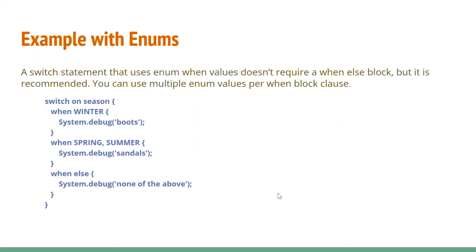Now, an example with enum. For example, we have created an enum, and in it we have given season names like winter, spring, summer. If the value is winter, then do this stuff. If the value is spring or summer, then do this stuff. And if it is not spring, summer, or winter, then it will run in the else condition. Each and every switch statement will have an else condition, so that if none of the conditions are met, like it is not null and it is not one of the deterministic values, then it will go to else and run that particular else code.